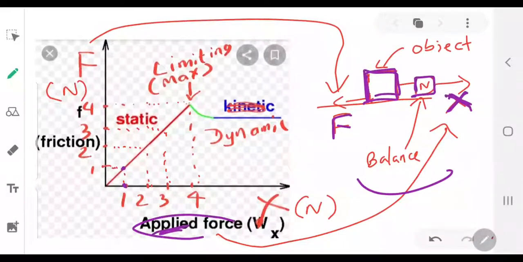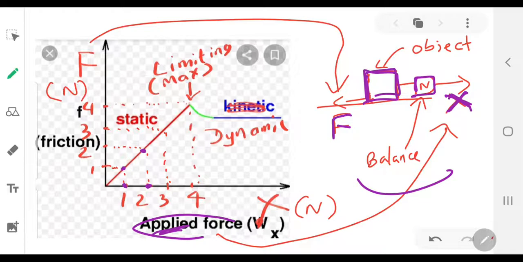Okay, then they have applied 2 Newtons and checked what has happened, and they have observed that there is no movement, so they have assumed that the friction is also 2, right? Because there's no movement. When there's no movement, it means there's an equal and opposite force, equal force in the opposite direction, right?